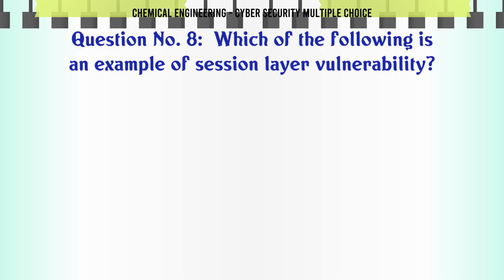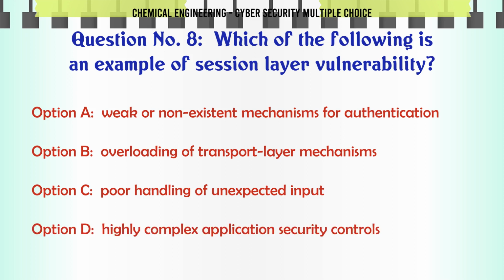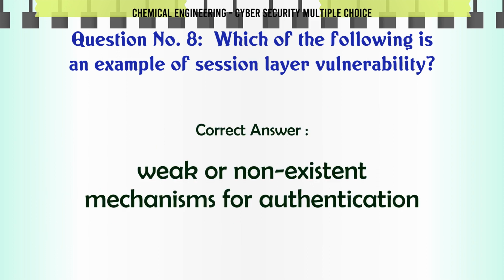Which of the following is an example of session layer vulnerability? A. Weak or non-existent mechanisms for authentication. B. Overloading of transport layer mechanisms. C. Poor handling of unexpected input. D. Highly complex application security controls. The correct answer is weak or non-existent mechanisms for authentication.